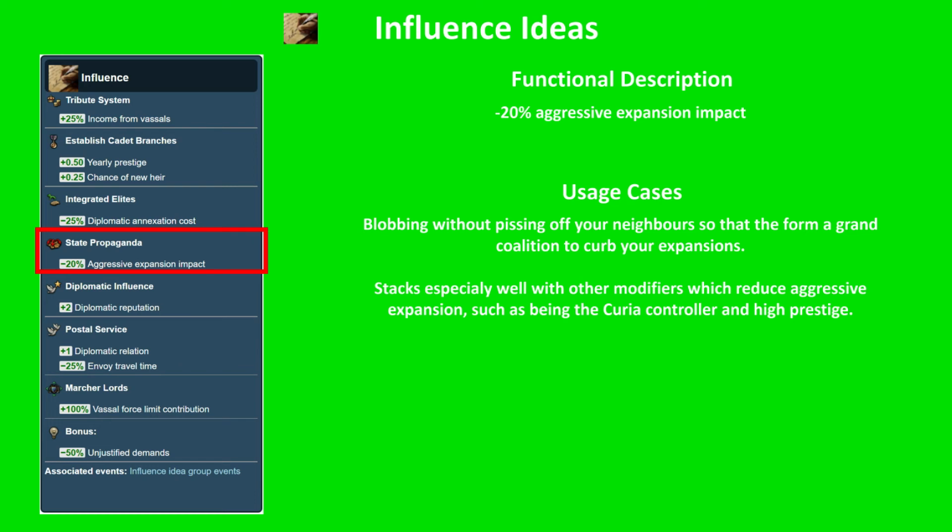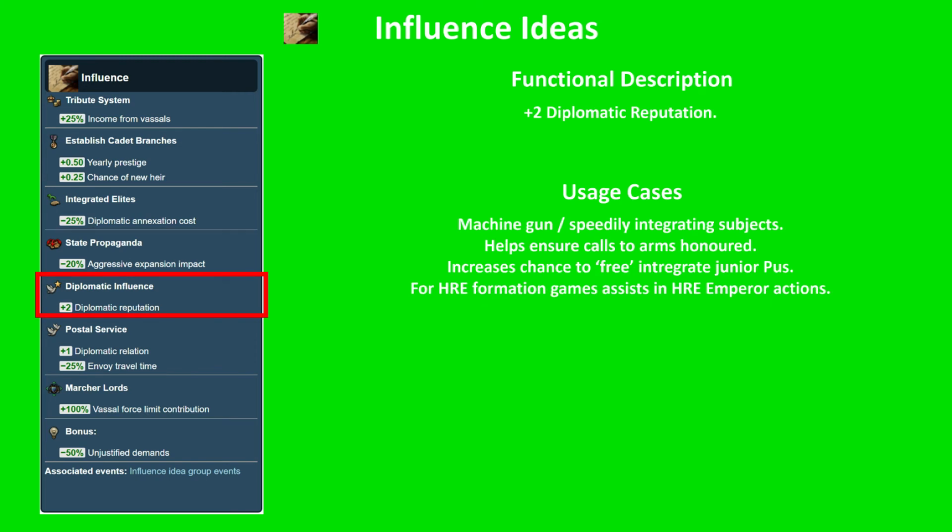The fourth idea, state propaganda, minus 20% aggressive expansion impact. How do you best use this? You use this for blobbing without pissing off your neighbours so much that they form a grand coalition to curb your expansionistic tendencies. It stacks especially well with other modifiers that reduce aggressive expansion, such as being the Curia controller. Between this and the Curia controller, especially if you can get an excommunication style war off early, you can just take so much more land early game than you otherwise would be able to. And high prestige. High prestige helps.